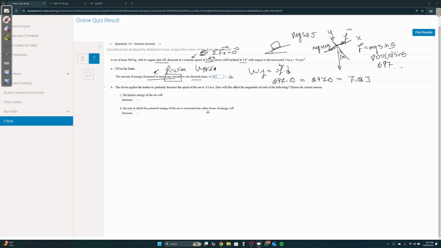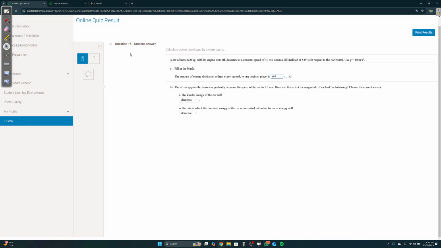Since you slowed down, your potential energy graph, instead of decreasing like this, now is decreasing like this. See how it's slower now? So it's going to be converted, but it's going to be way slower. Okay, question 15.